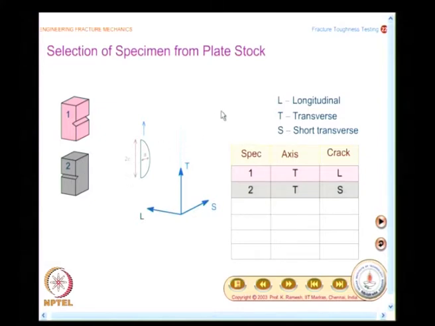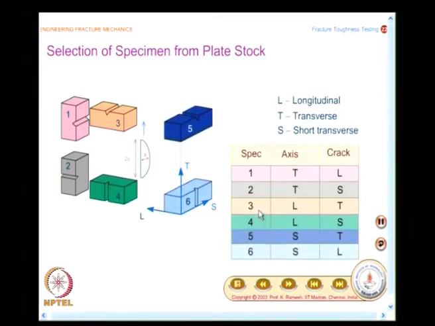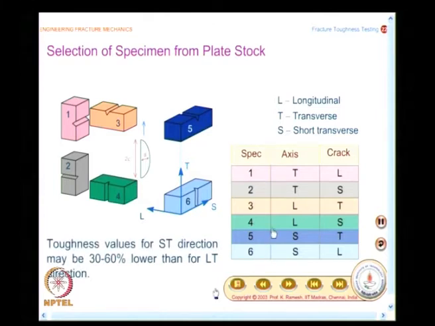So, what you should do is go back to your rooms and fill in the pictures for the other cases 3, 4, 5, 6. You could have a combination of LT, LS, ST, SL and so on. And in this plate stock you also have a surface crack shown. Because of the way the specimen is prepared from the plate stock, its fracture toughness may vary.